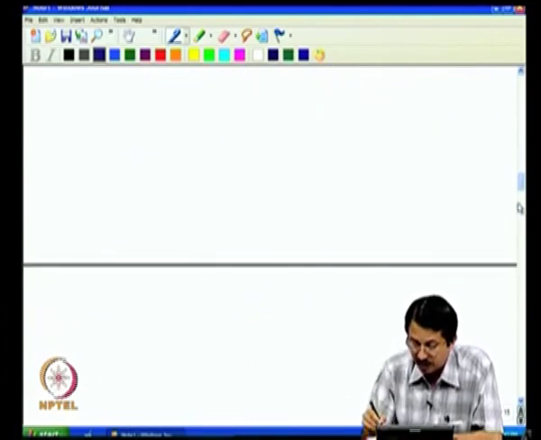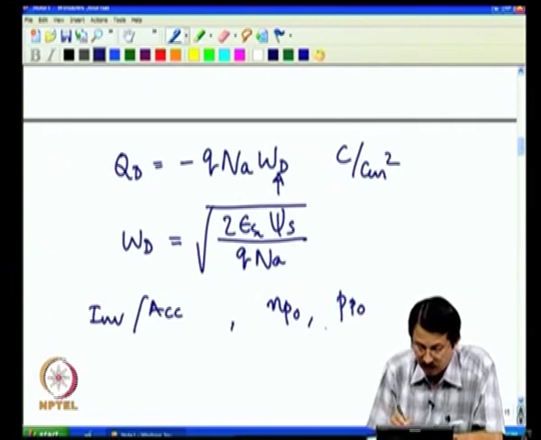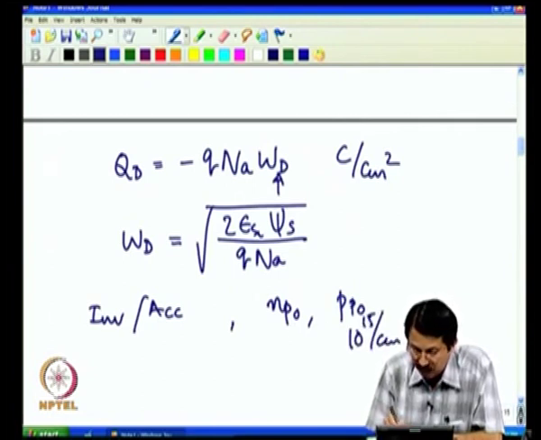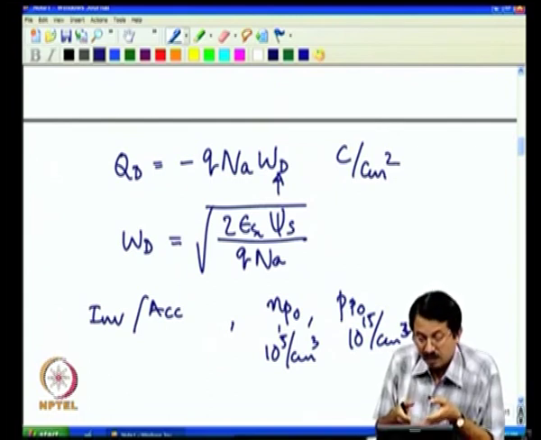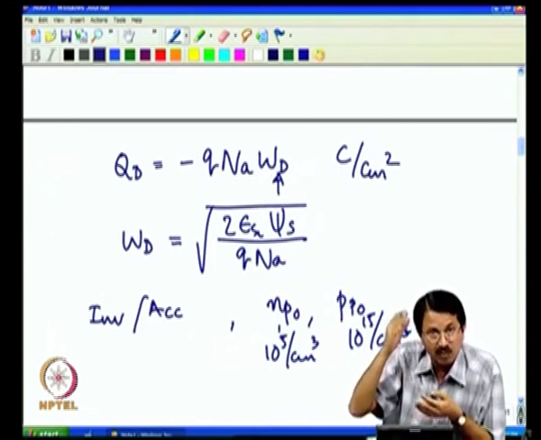If you look here, your Pp0 will be 10 power 15 per cm cube and your Np0 will be 10 power 5 per cm cube. And as you know, when I am going in accumulation, the hole concentration continues to increase from 10 power 15 further up, and when I am going towards inversion, this 10 power 5 would have gone up to 10 power 15 and beyond.